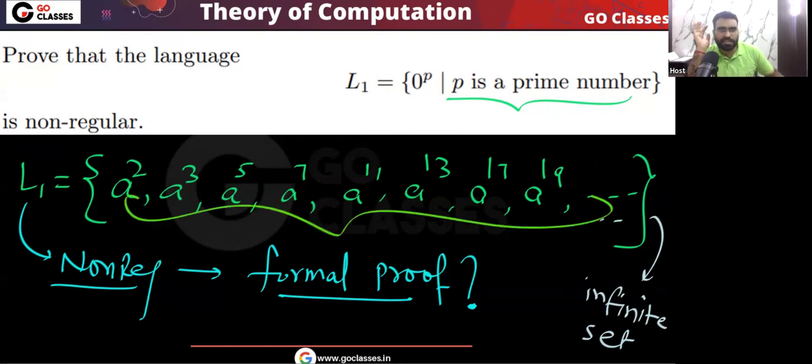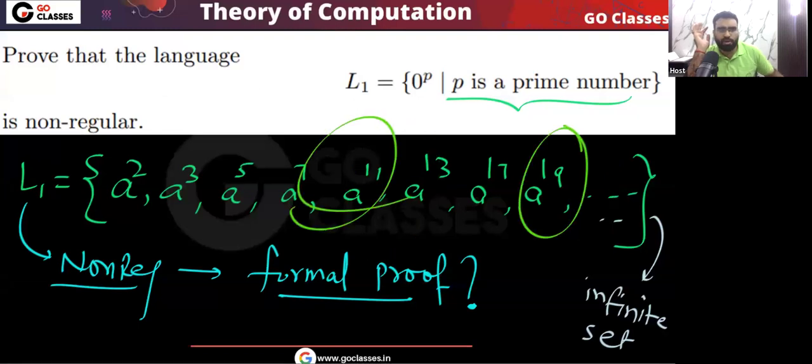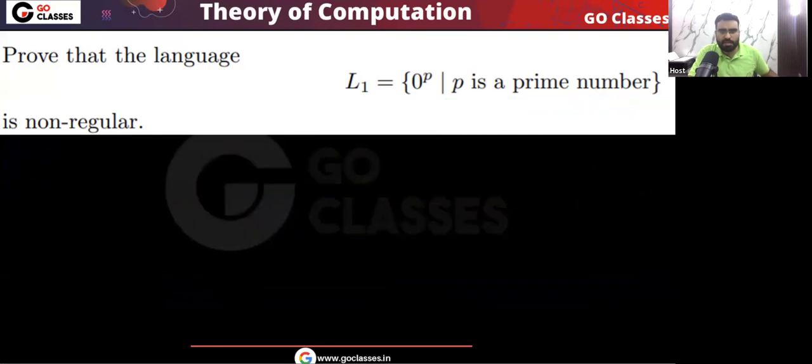This is an infinite set. In this infinite set, if I take any two prime numbers you want, and if they go to the same state in any DFA, then a problem will happen. So this language is non-regular. Is this clear? Let's see the proof.